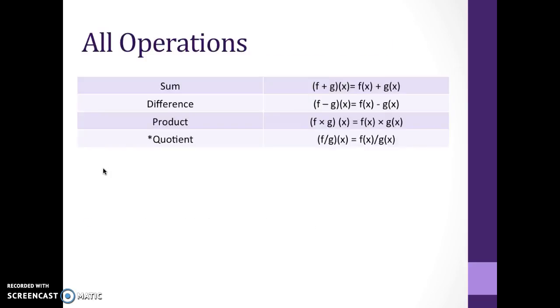So let's look at the operations. These are the new notations. You have sum: f plus g of x equals f of x plus g of x. Then you have difference: f minus g of x equals f of x minus g of x. Product: f times g of x equals f of x times g of x. And last, quotient: f divided by g of x equals f of x divided by g of x.